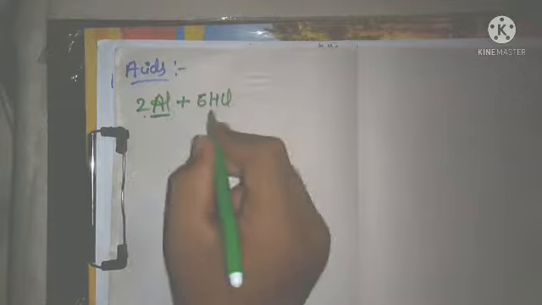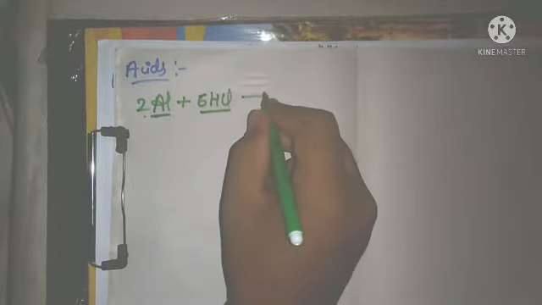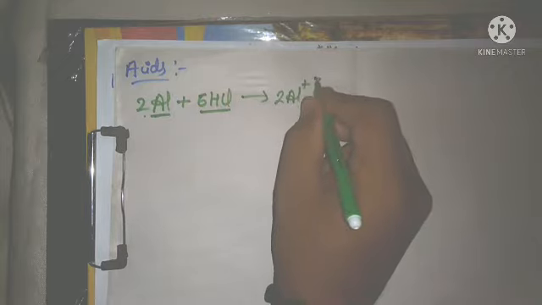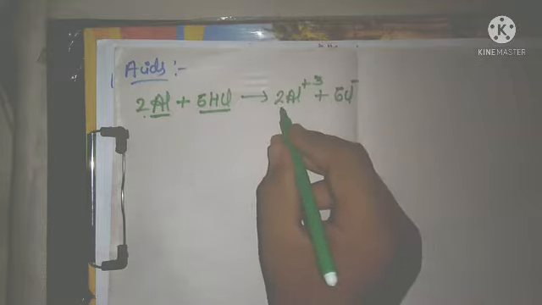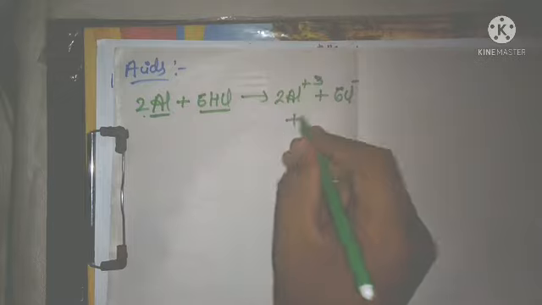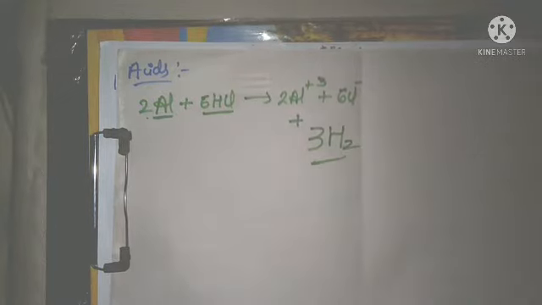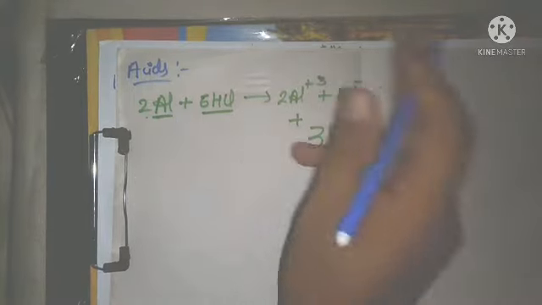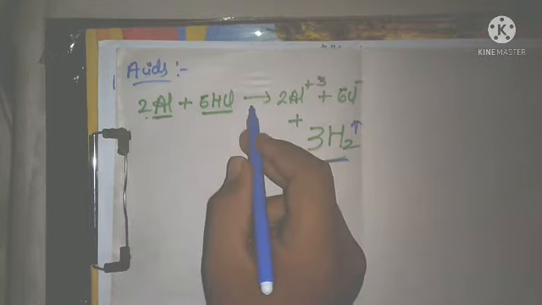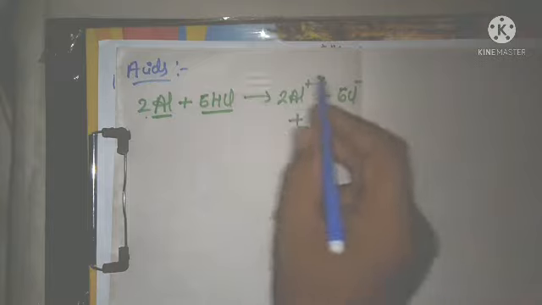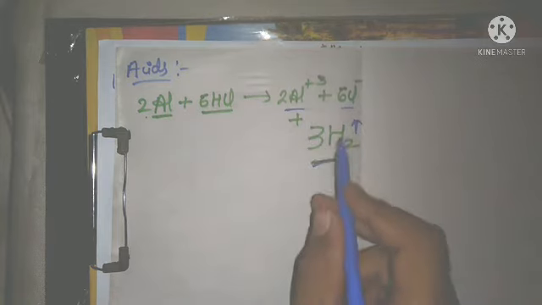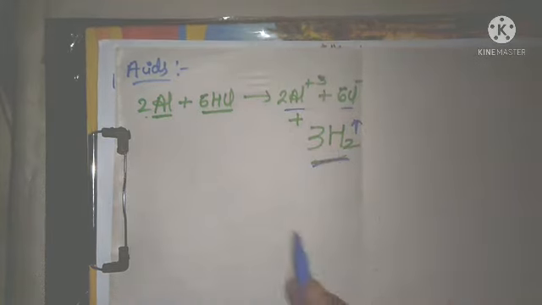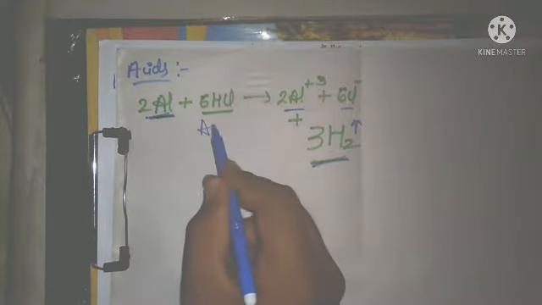When 2 moles of aluminium react with 6 moles of HCl, it will give 2Al3+ and 6Cl-, means 2AlCl3, and it will release hydrogen gas, that is 3H2. You can write 2Al, where 1 Al charge is plus 3 and 1 Cl charge is minus 1. Therefore the correct formula is AlCl3. You can write 2AlCl3 in place of writing separately 2Al3+ and 6Cl-, and it will release which gas? Hydrogen gas. This is the reaction of aluminium with acids, correct?